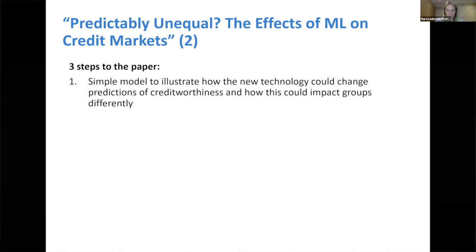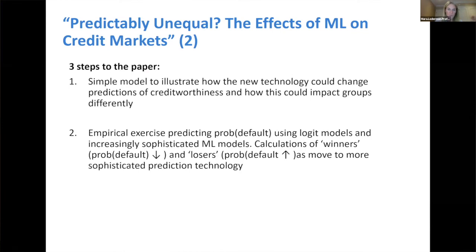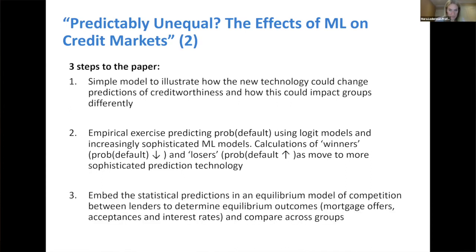Their paper has 3 steps. First, they have a theoretical model to say why changes in the technology would impact predictions and in turn impact different groups. Then they go through the empirical exercise of predicting default with these different technologies, and they show who the winners and the losers are. So what does it mean to be a winner? It means the new technology predicts that you're more creditworthy than the old technology did. Being a loser from this technology means the new technology downgraded you, right? You're not as good a risk as they would have thought. And then they embed these predictions in an equilibrium model of competition between lenders to determine the equilibrium outcomes in terms of mortgage offers, acceptances, and interest rates, and they compare that across groups.